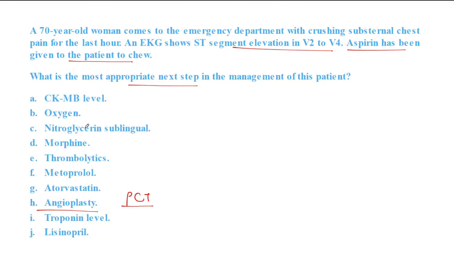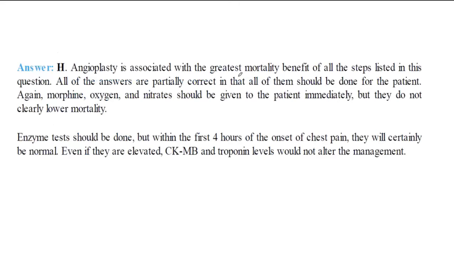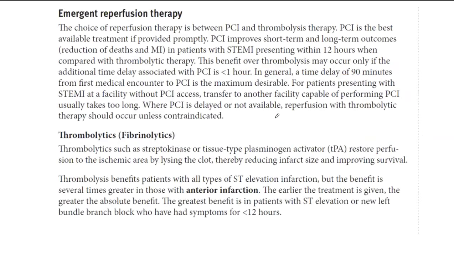Because none of the others, like oxygen, morphine, nitroglycerin, has any survival benefit for this patient. So that's what we have explained here. Angioplasty is associated with the greatest mortality benefit of all the steps listed in this question. Yes, all of them are particularly correct, and we will do all of those for the patient, but morphine, oxygen, nitrate are not going to clearly lower the mortality. So this is one of the tricky questions where after aspirin in ST elevated AMI, you need to choose percutaneous coronary intervention or angioplasty.